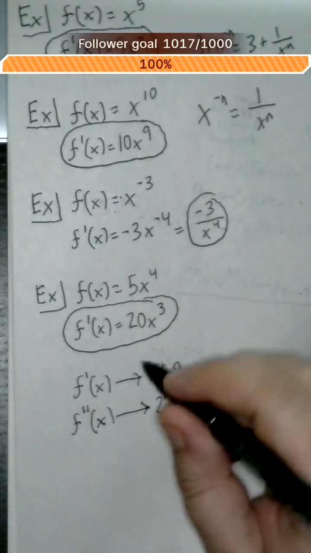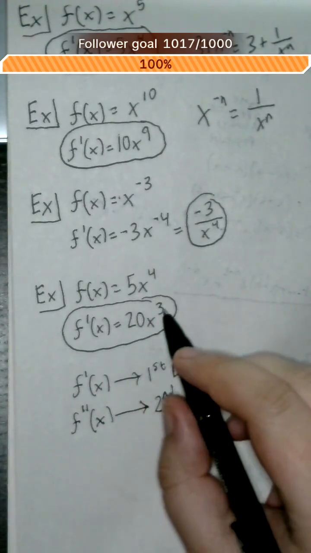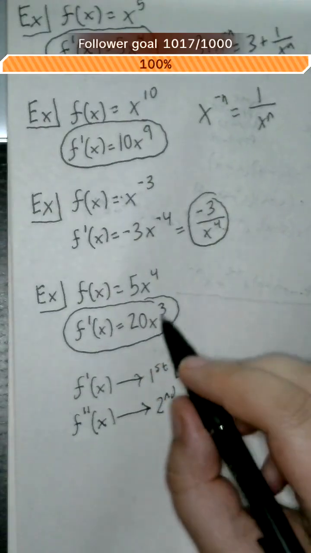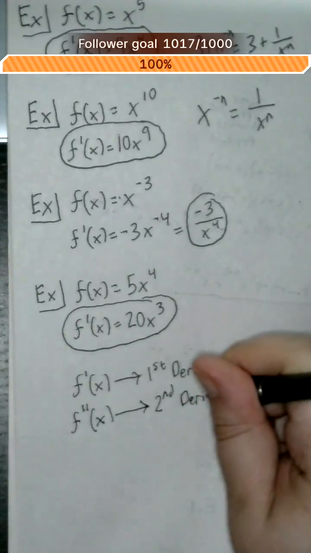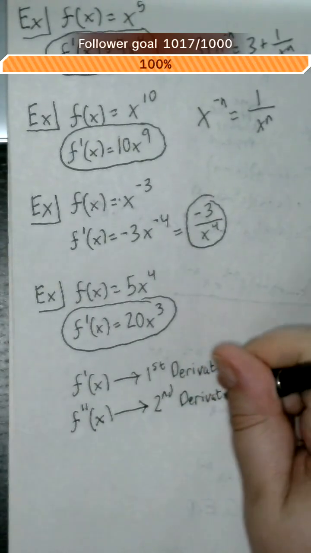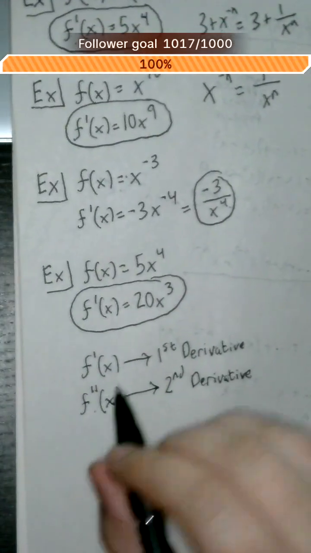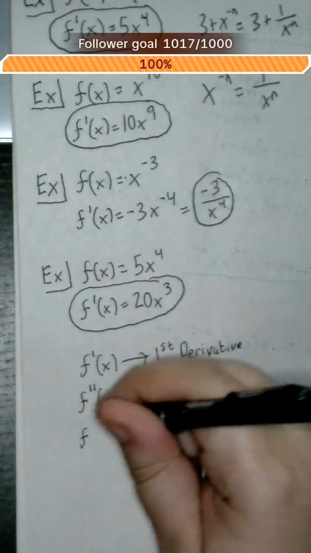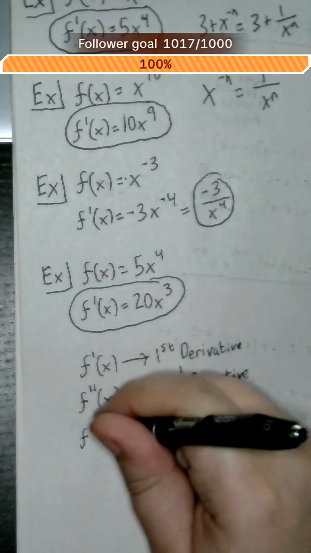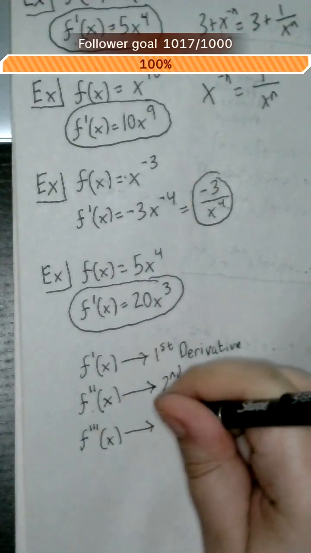That's right, Obsidian. If I want to take the second derivative of 5x to the fourth, it would just be 20 times 3 is 60, and 3 minus 1 is 2. And then, if I want to take the third derivative, if I want to signify that I'm taking the third derivative, I put 3 primes there. So that is the third derivative.